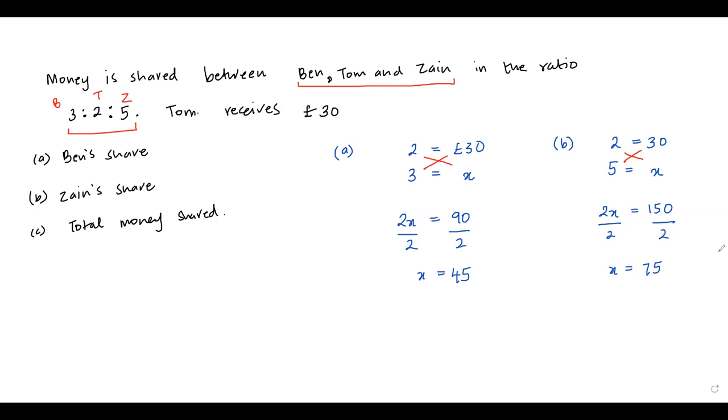If I had straight away asked you what's the total amount of money that has been shared, you can simply do this working. Total money shared: what is the addition of all your ratio numbers? What is 3 plus 2 plus 5? 10. So you would say, if 2 is equal to 30, 10 will be equal to X. If I did not give you part A and part B, you don't know Ben's and Zane's share, and you will not be able to do addition. So if I had straight away given this, you will add the total ratios and do this. So that will be what? 2X equals 300, X equals 150. Take that down.